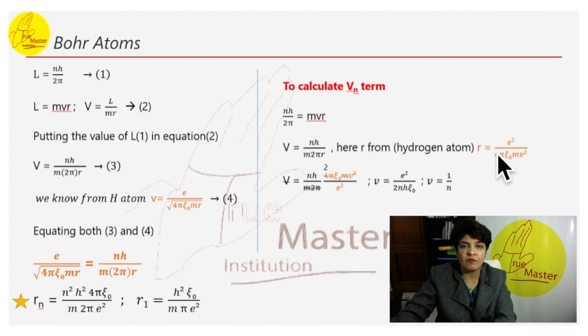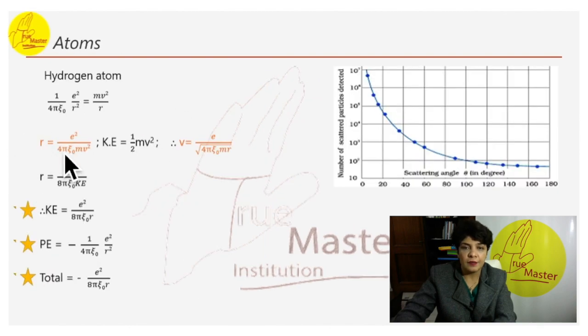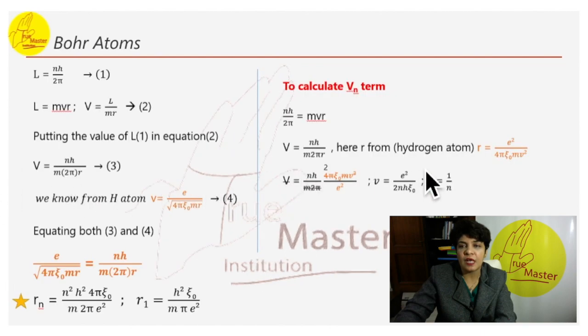Where is this r coming from? This r is from here, from this equation where we have derived force is equal to centripetal force. So here this r was derived. When we substitute this r value in this equation, the new formula for v, nth v, will become as this part: e square by 2 n h epsilon naught. Okay, I hope this was clear to you. And v is proportional to 1 by n.